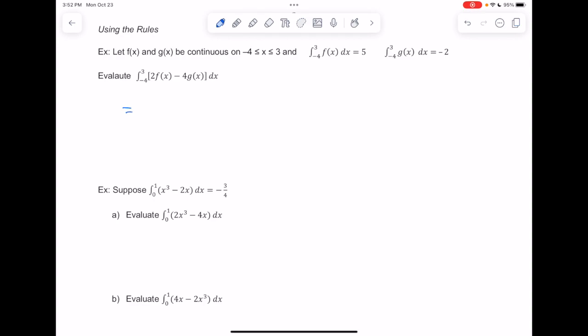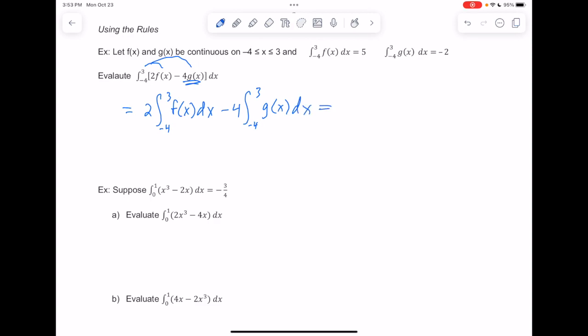One of them is that you can split the integral up on the two separate pieces, and the other one is that you can factor constants out of integrals. So factoring the constant out of the first one, it becomes 2 times the integral from -4 to 3 of f of x dx. Then we move on to the second piece, factor the 4 out of the integral there, and say that's minus 4 times the integral from -4 to 3 of g of x dx.